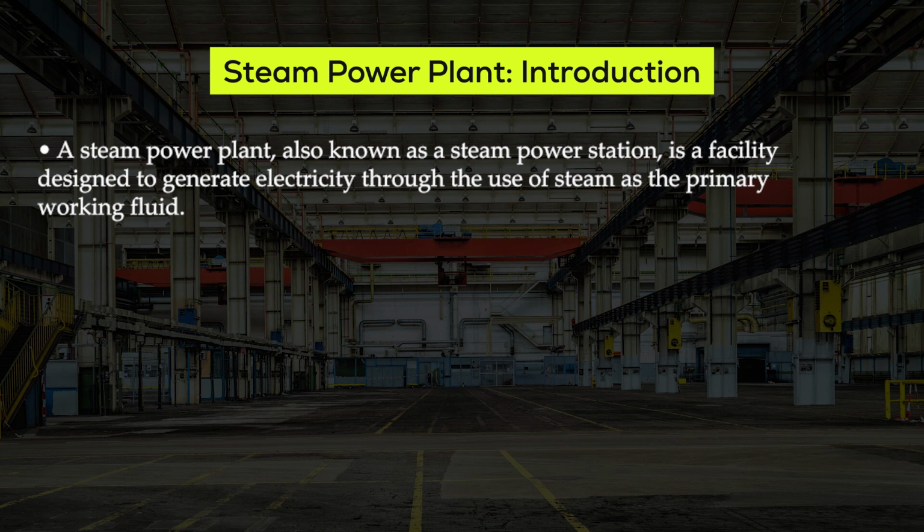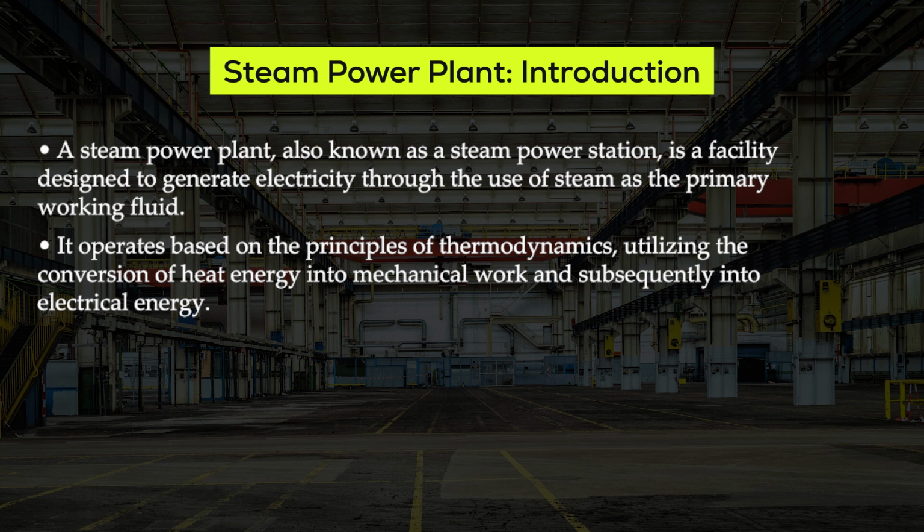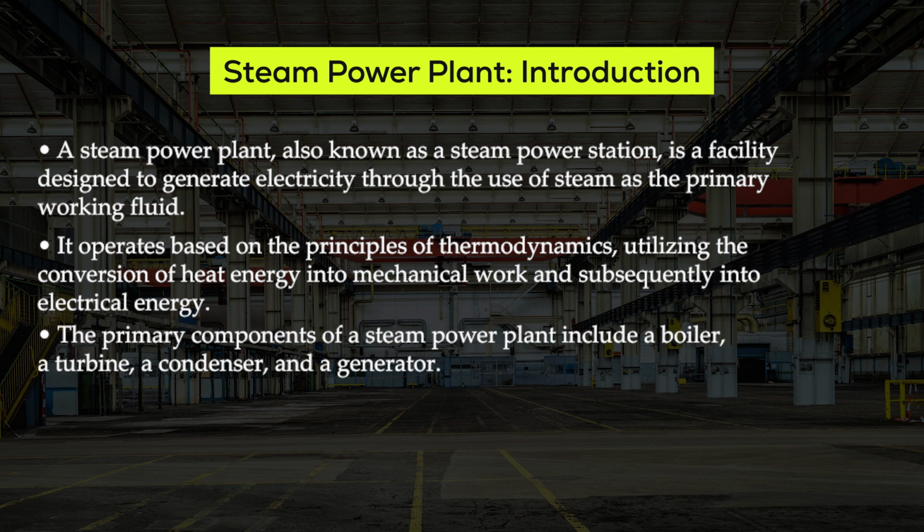Now we will enter into the definition part, what is called a steam power plant. A steam power plant, also known as a steam power station, is a facility designed to generate electricity through the use of steam as the primary working fluid. It operates based on a principle of thermodynamics, utilizing the conversion of heat energy into mechanical work and subsequently into electrical energy. The primary components of a steam power plant include a boiler, a turbine, a condenser and a generator.